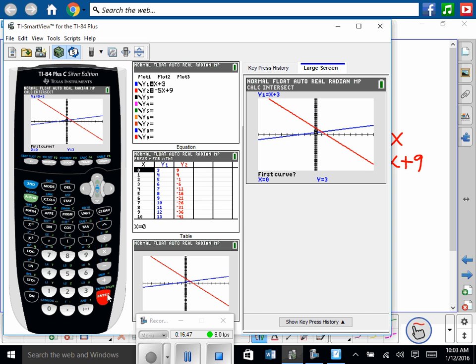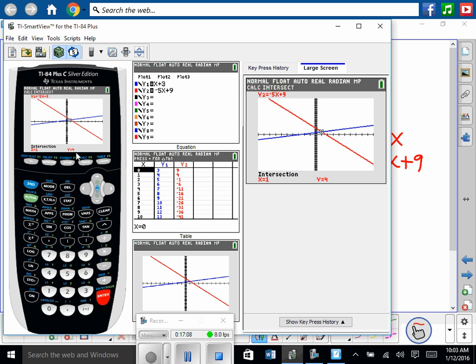Hit enter. It says second curve. It's on negative 5x plus 9. So we're good. Hit enter. It says, do you want me to guess? You do want your calculator to guess. It will guess correctly. Hit enter. As long as you've typed in your equations right, your calculator will get it right. So we get the intersection at 1, 4.